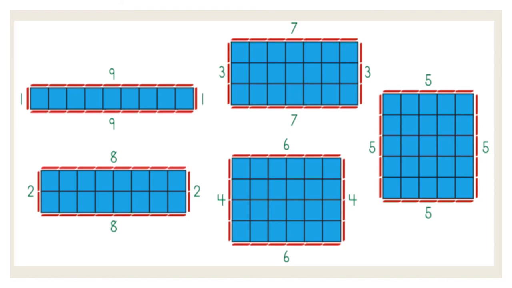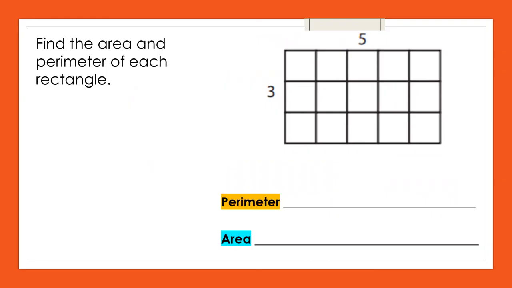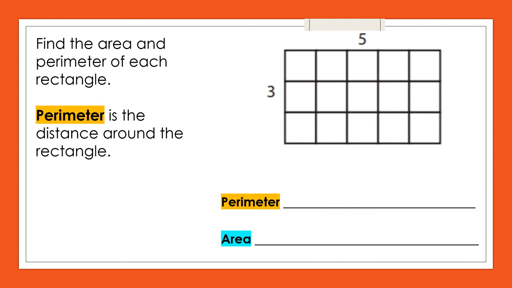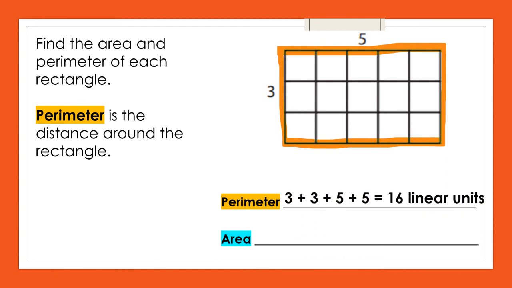Notice that in all 5 rectangular arrays, we have perimeters equaling 20 linear units around the rectangle. However, the area or amount of space each rectangle covers is different. Find the area and perimeter of each rectangle. Remember, perimeter is the distance around the rectangle. To find the perimeter for this rectangle, we would need to add the linear units of all 4 sides. 3 plus 3 plus 5 plus 5 gives us a total of 16 linear units.